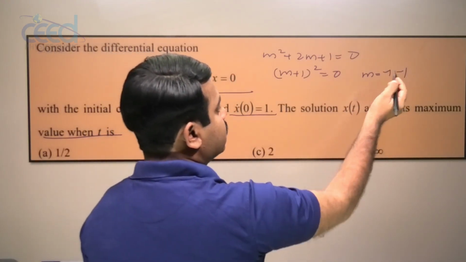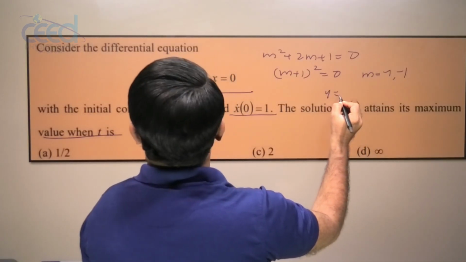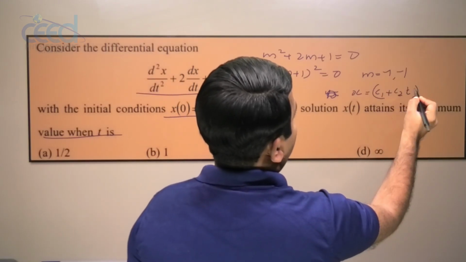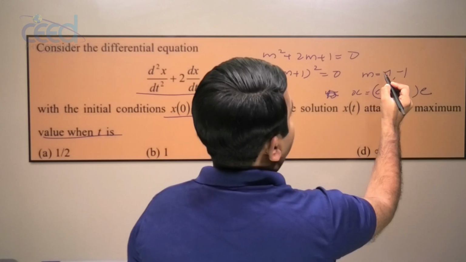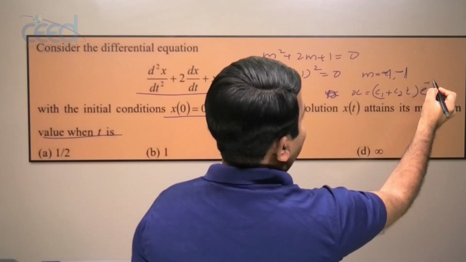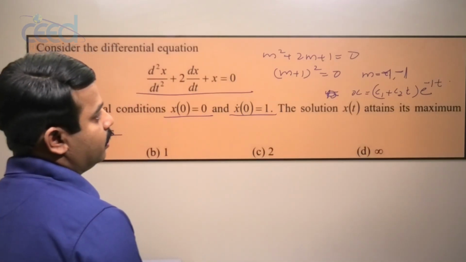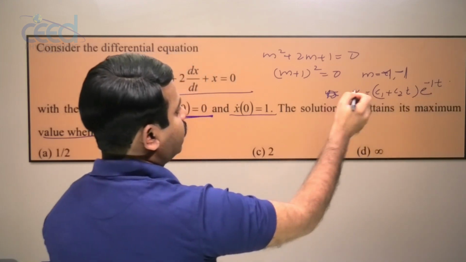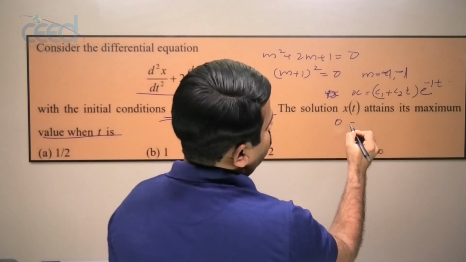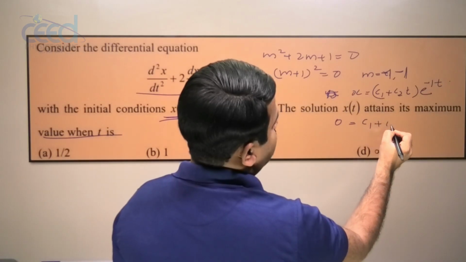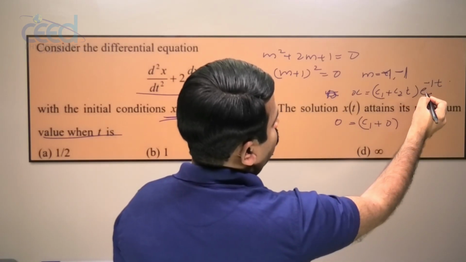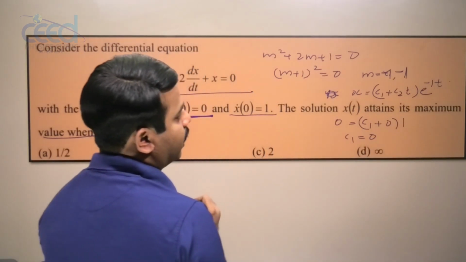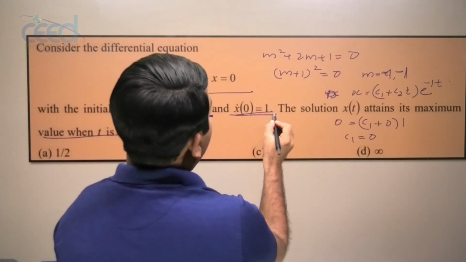If both the roots are same, how do we write the solution? Right, x is equal to (c1 plus c2 t) into e raised to minus 1 into t. Now they have given two conditions. x of 0 is 0 means put t equal to 0, you get x equal to 0. That means 0 is equal to c1 plus 0 into e raised to 0, again 1. Then c1 is equal to 0, right?